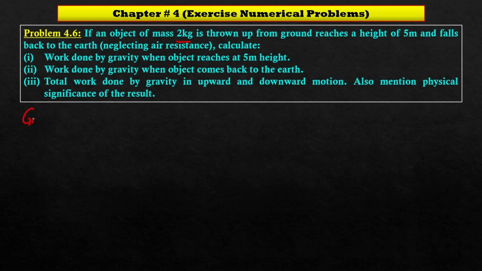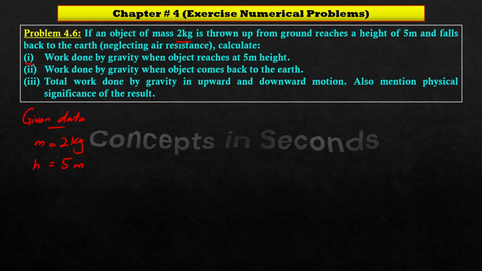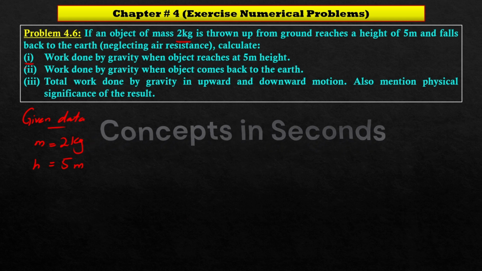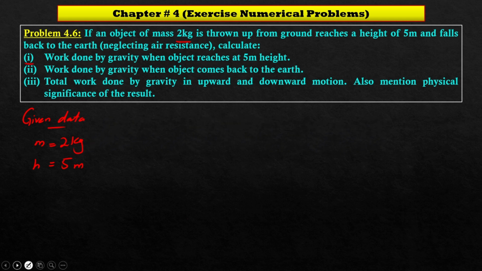So the given data is: the mass of the object, represented by m, is equal to 2 kilogram, and the height reached by the object is 5 meter. Calculate, number 1, the work done by gravity when the object reaches 5 meter height. We have to find the work done in the first part.